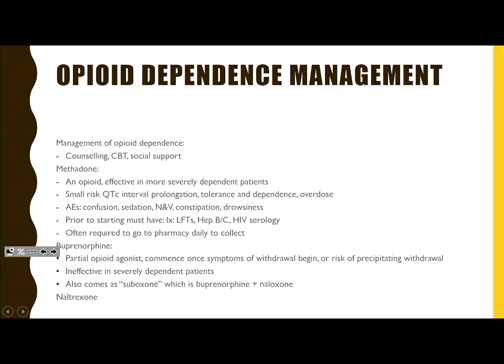So buprenorphine is the better one to start with. It's a partial opioid agonist. The only problem with buprenorphine is if they have a really severe addiction, then this won't be enough for them. So it's only good for the sort of mild to moderate cases of dependence. It can be given in the form Suboxone, some of you might have heard of. So it's combined with naloxone in this case.